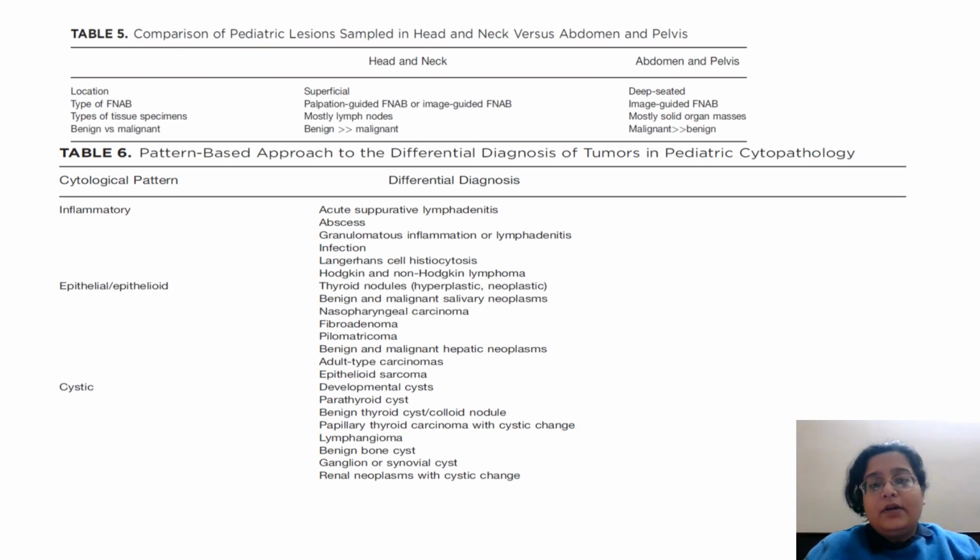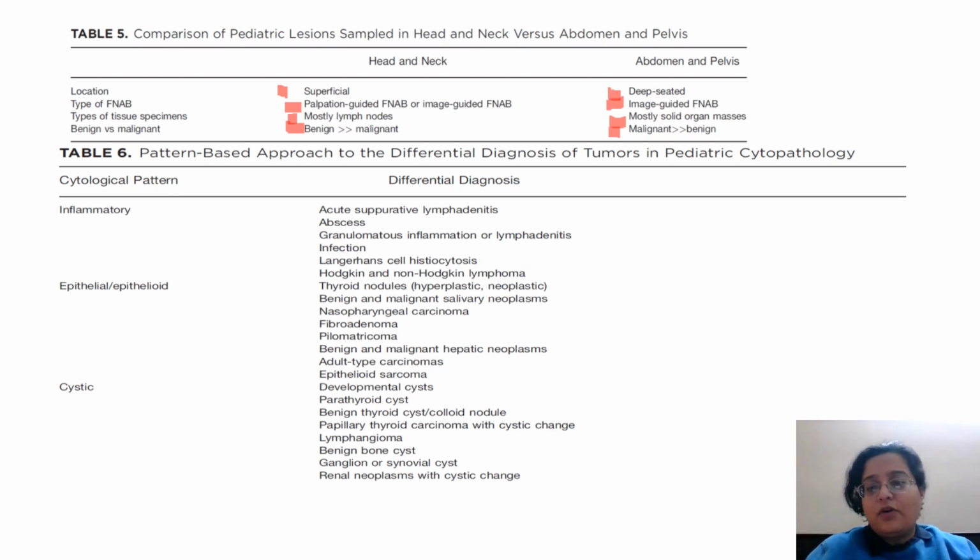So in a paper on pediatric FNACs, what the author saw was, I've referenced the paper in the end, it's a good paper. When she compared the pediatric lesion sample from head and neck versus the abdomen and the pelvis, which are the common areas, then in head and neck the lumps were mostly superficial. They were guided FNAs, mostly lymph nodes, and mostly benign. While in abdomen they were mostly malignant, solid organ lesions. Of course, they were image guided and deep seated. So the first 2-3 points are fine.